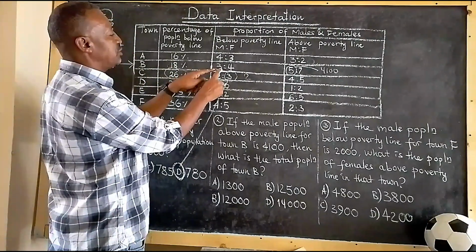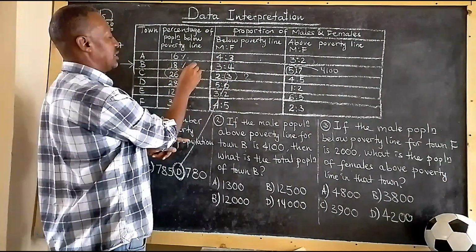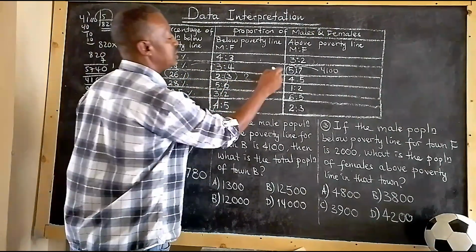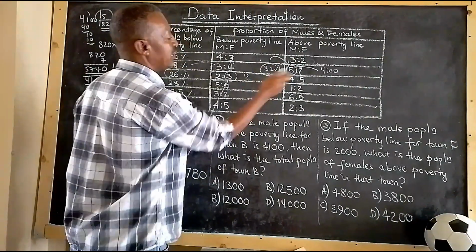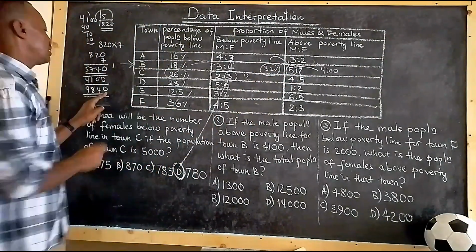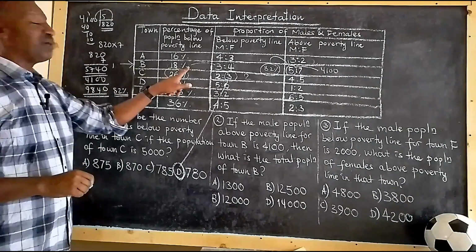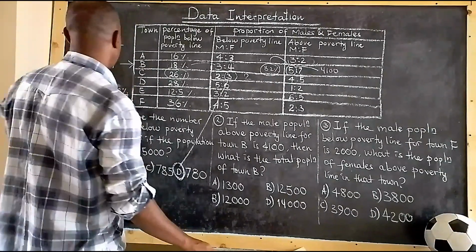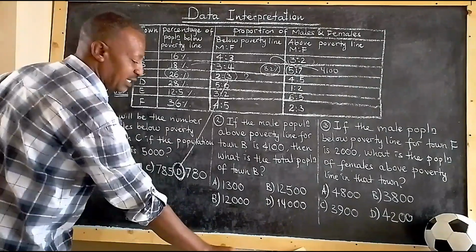Because the 18% belongs to these proportions, right? 18%, and 100 minus 18 is 82. This is 82%, right? So we have to find the 18% in order to get the total 100%. So this is 82%, right?